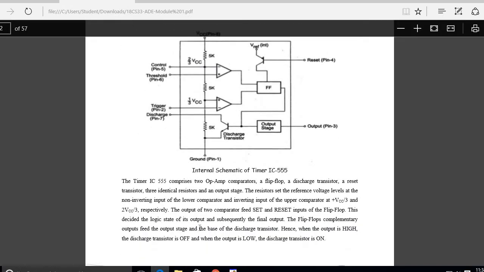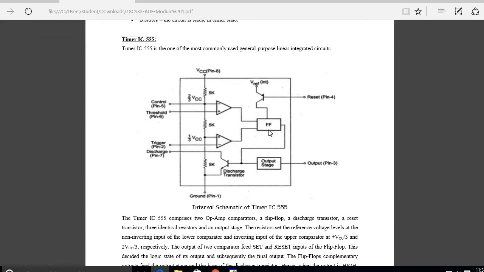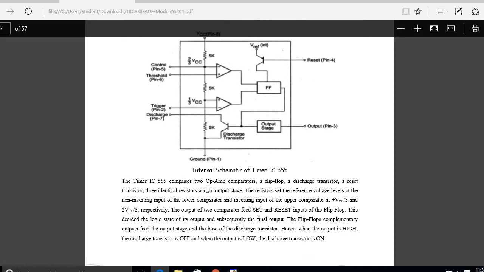Okay, so the outputs of the two comparators are the set and reset inputs to the flip-flop. Once you go to the flip-flop, there are set and reset conditions. Set means 1, reset means 0. So those are the inputs of the flip-flop, and these two are the outputs of the two comparators, which I am feeding back to the input of the flip-flop, one is set and one is reset. Those are the two inputs of the flip-flop. This decides the logic state of the output, and subsequently the final output.